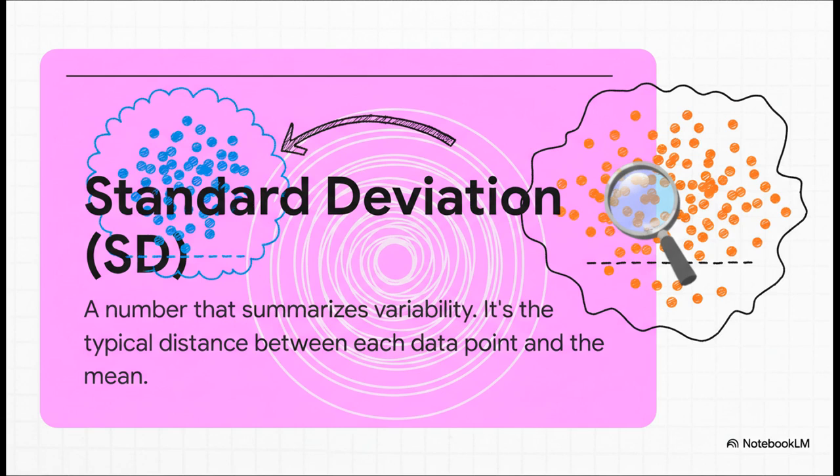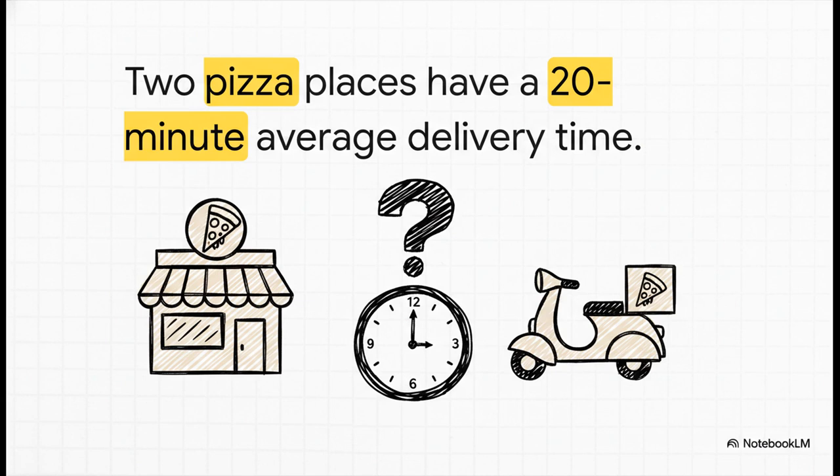All this really measures is the spread. Are all the numbers huddled up tight around the average, or are they scattered all over the map? A small standard deviation? That means things are really consistent. A big one? Well, things are way more unpredictable. Let me make this super simple. Imagine 2 pizza places. They both have ads that say 20-minute average delivery. The average is identical. So which one are you going to call when you're hungry? The answer is hidden in that standard deviation.